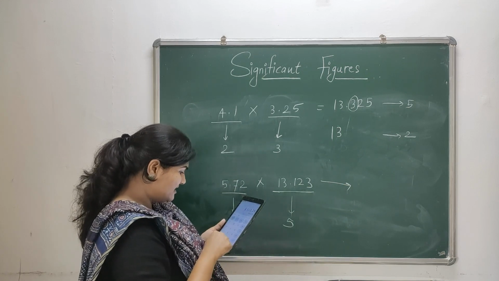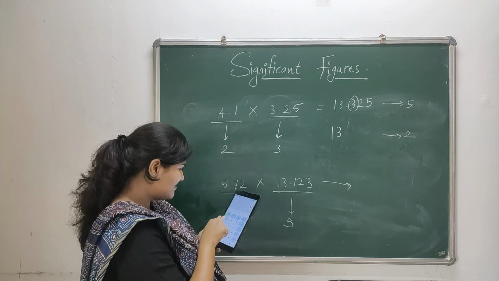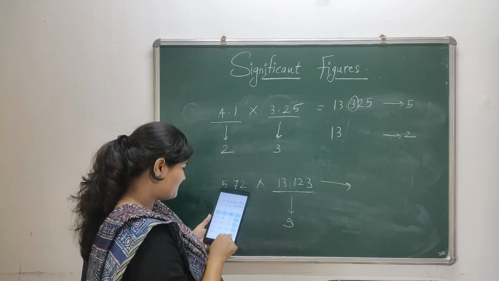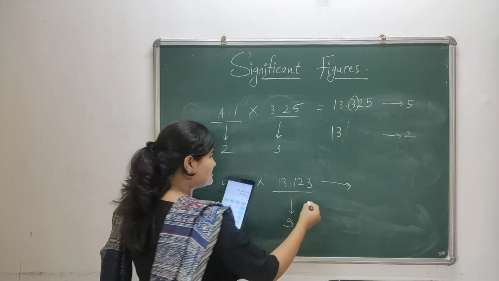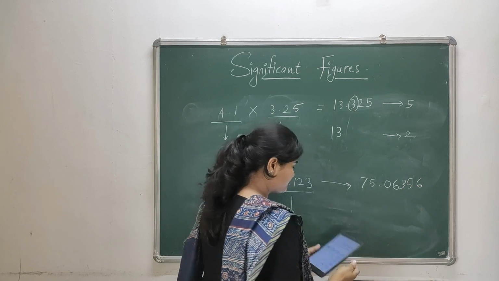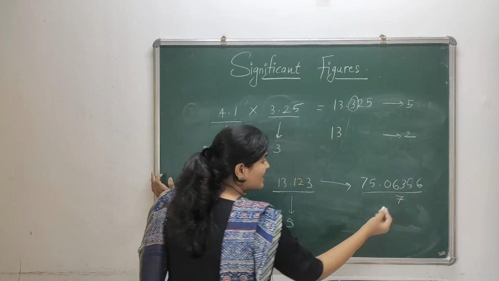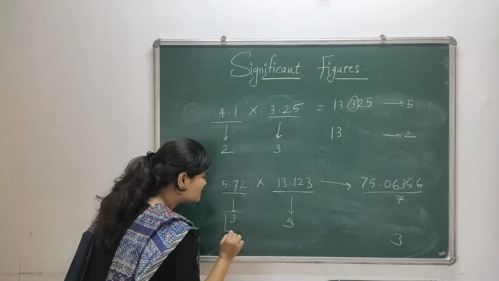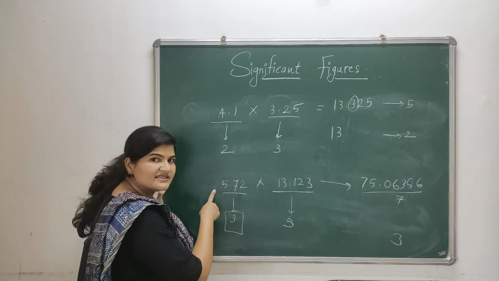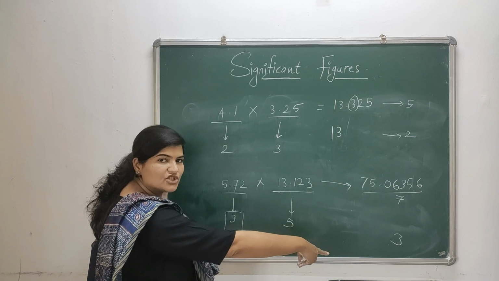Okay, so I will do this. 5.72 into 13.123. The answer comes 75.06356. Now this is the answer. It contains 1, 2, 3, 4, 5, 6, 7 digits. I have to narrow it down to 3 digits because my least accurate number is this. It contains the least number of significant figures. So my result will also contain that many significant figures.